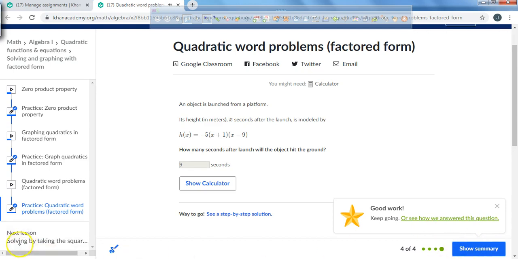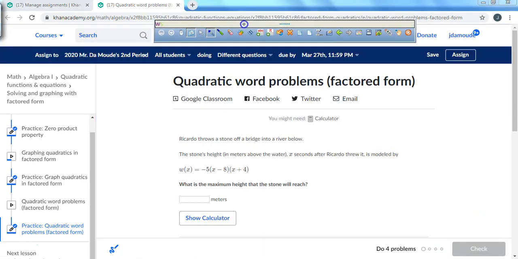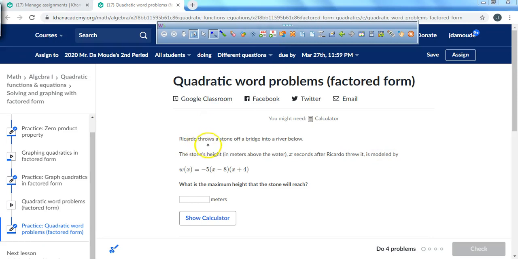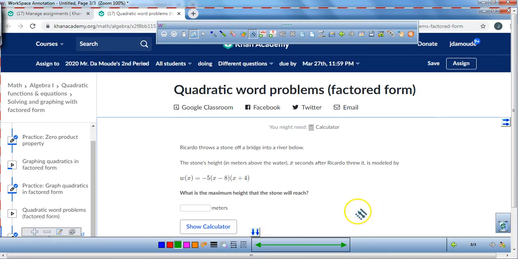Alright, let's do a couple more questions just to get the hang of it. It says, Ricardo throws a stone off of a bridge into a river below. The stone's height in meters above the water, x seconds after he threw it, is modeled by this expression. So this is w of x. I'm going to show you guys how to do this by hand. Basically, we're going to have the same type of problem. I'm just going to make a quick little sketch.